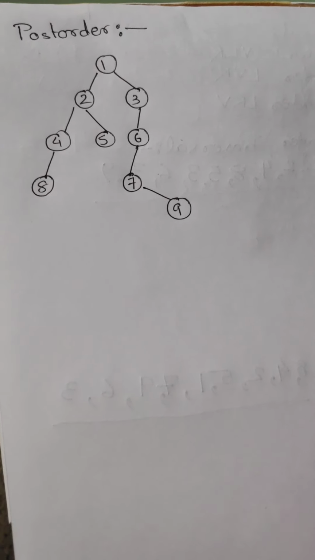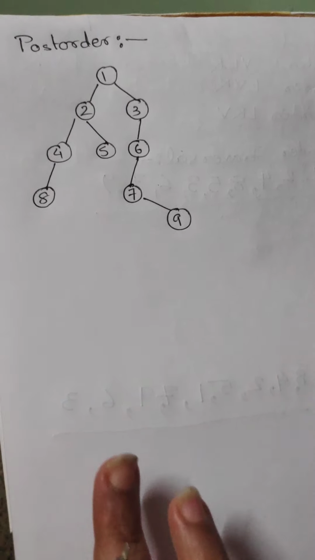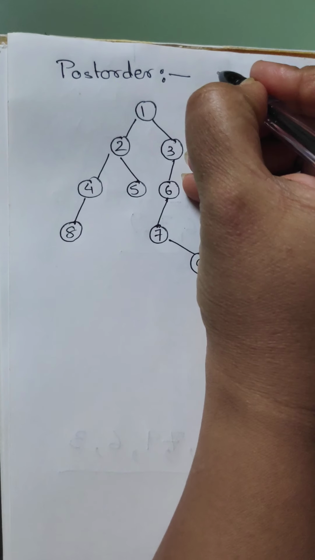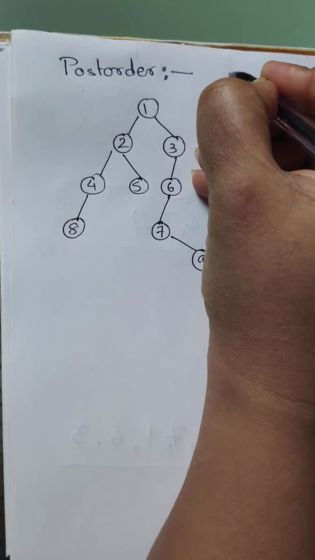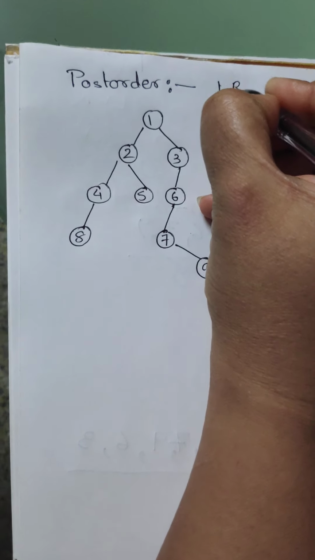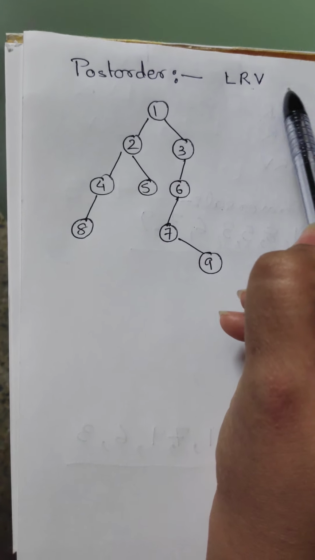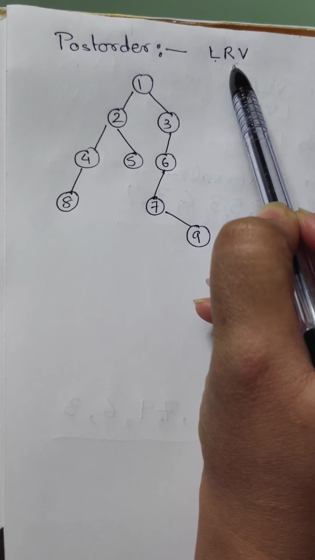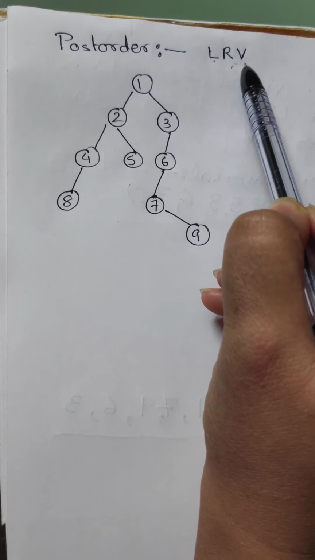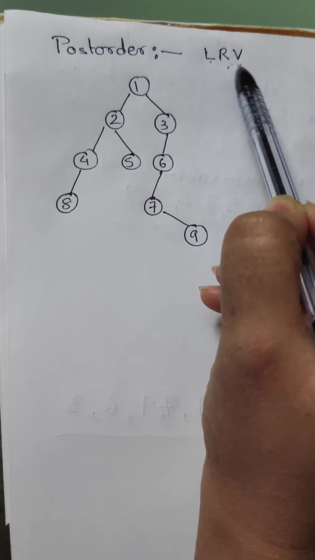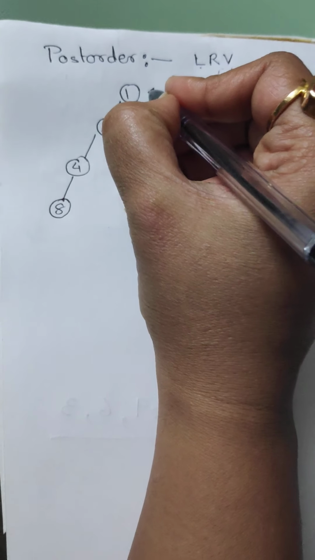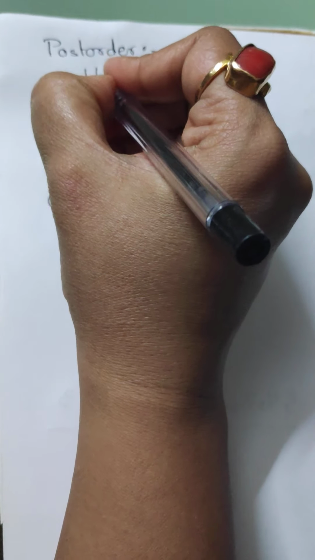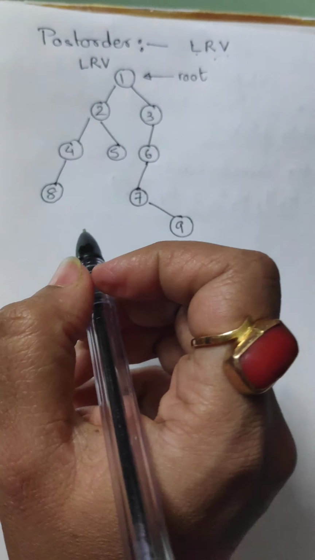Okay students, now let us start with the post-order traversal of a binary tree. Post-order traversal follows LRV. That means first you have to work on the left child, then the right child, and then at the end you visit the node.